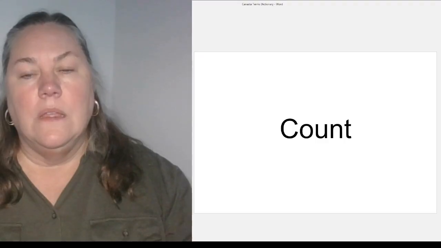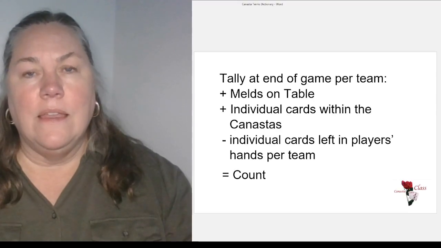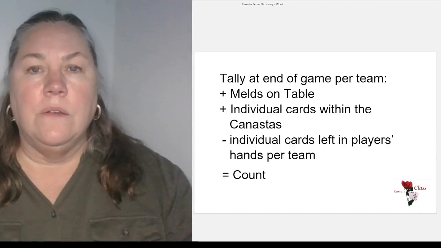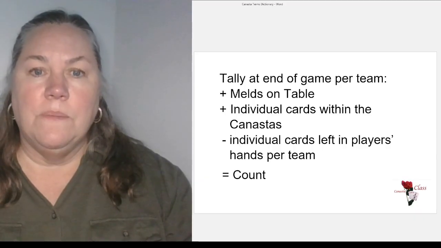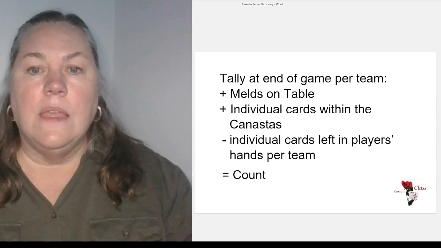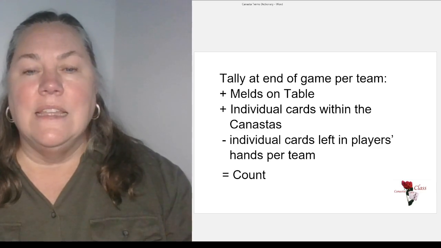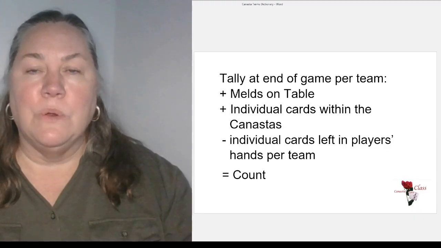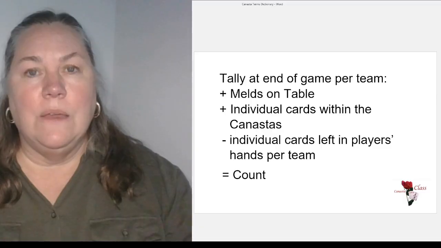Count. This is also part of tallying your score at the end of the game per team. Your count consists of the cards on the table, the melds on the table, the individual cards within the canastas, and it will be minus the individual cards left in the player's hands per team. This will equal the count.